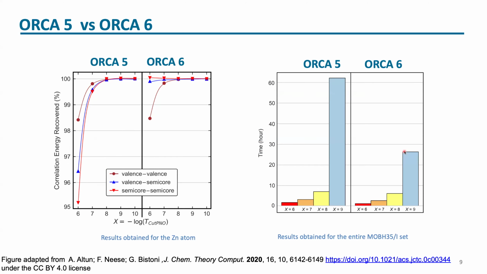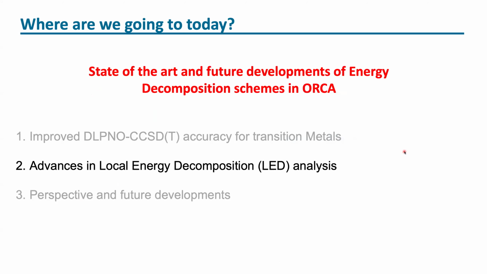To summarize, the new default DLPNO settings in ORCA 6.0 are more reliable for studying systems containing first-row transition metals, and also provide calculations that are typically more accurate and efficient compared to ORCA 5.0. This concludes the first part of my talk, and in the second part of this presentation, I will now discuss the current status of the LED scheme in ORCA 6.0 and future aspects of our research in this field.